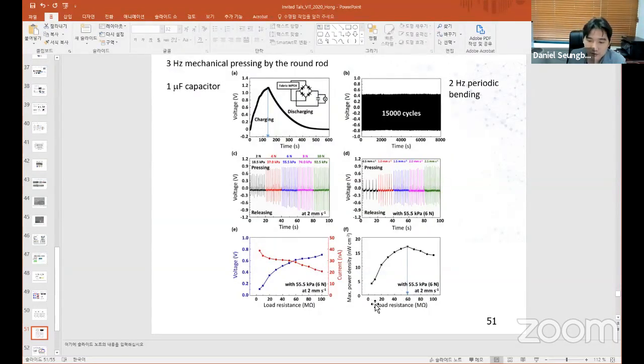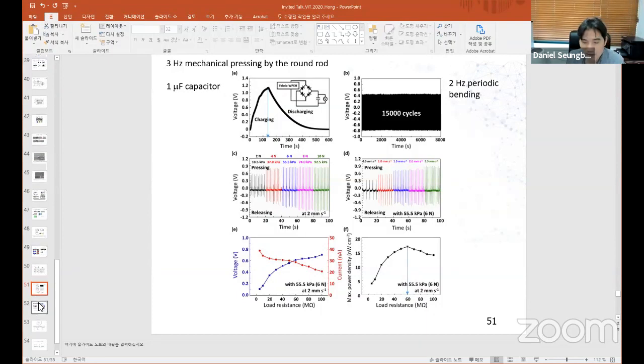And you can see when we changed the load resistance to optimize the maximum power density, it was about 60 megaohm load resistance that did the work. And also we did 15,000 cycles of 2 Hz periodic bending to see if it is durable. But again, this is not sufficient. I think the same message here, we need to do better in the durability assessment.